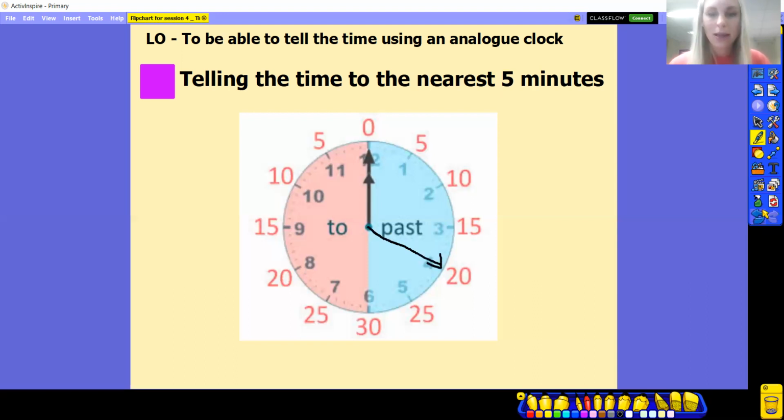not very straight, and it's on the number 4, we'll be counting in 5s, but we'll need to be counting on the past side. So we're going clockwise around the clock. So 5, 10, 15, 20. So that minute hand is showing you 20 past.